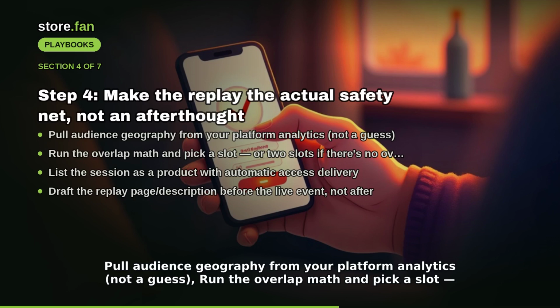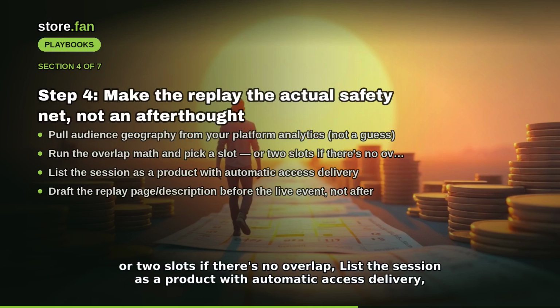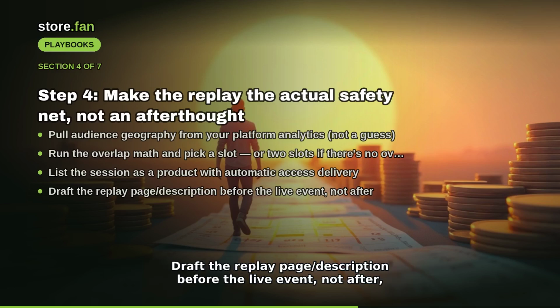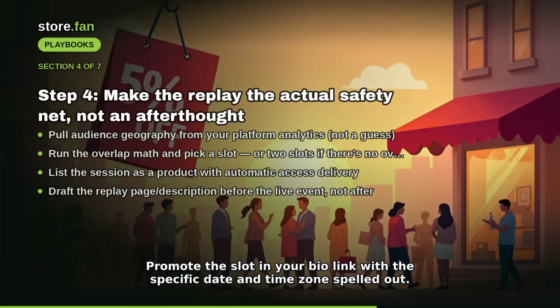Pull audience geography from your platform analytics, not a guess. Run the overlap math and pick a slot, or 2 slots if there's no overlap. List the session as a product with automatic access delivery. Draft the replay page description before the live event, not after. Set the price, or registration flow, and confirm checkout works on mobile. Promote the slot in your bio link with the specific date and time zone spelled out.